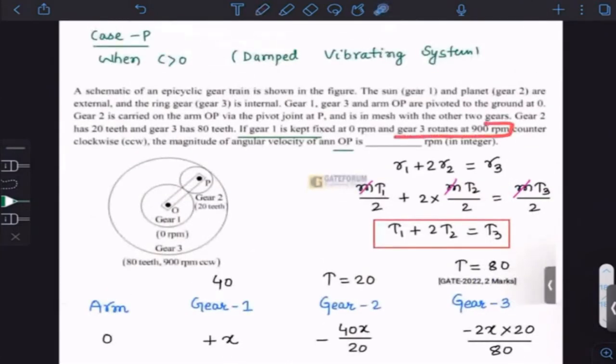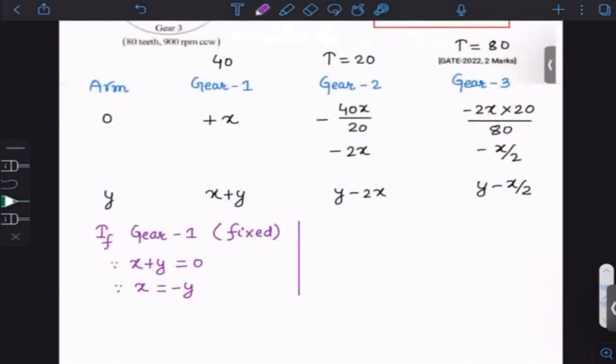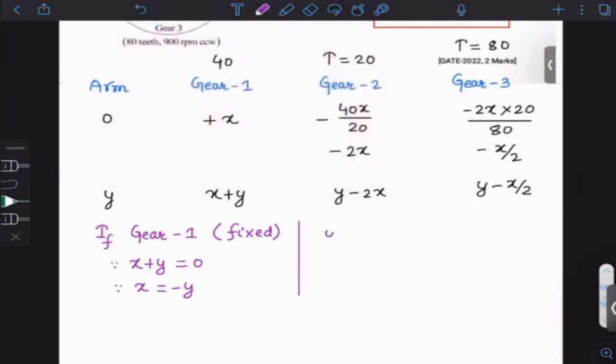Now gear 3 rotates at 900 rpm counterclockwise. Gear 3 rotates at 900 rpm, which means you can write y minus x by 2. 900 rpm counterclockwise, my dear, means minus 900, right, because it is counterclockwise.